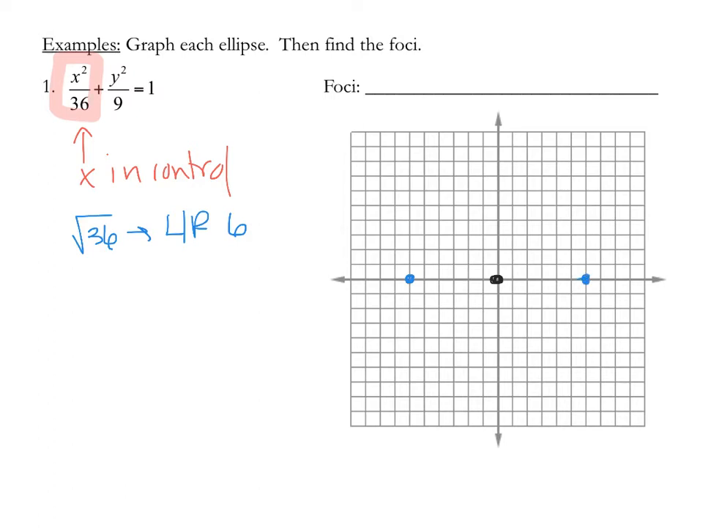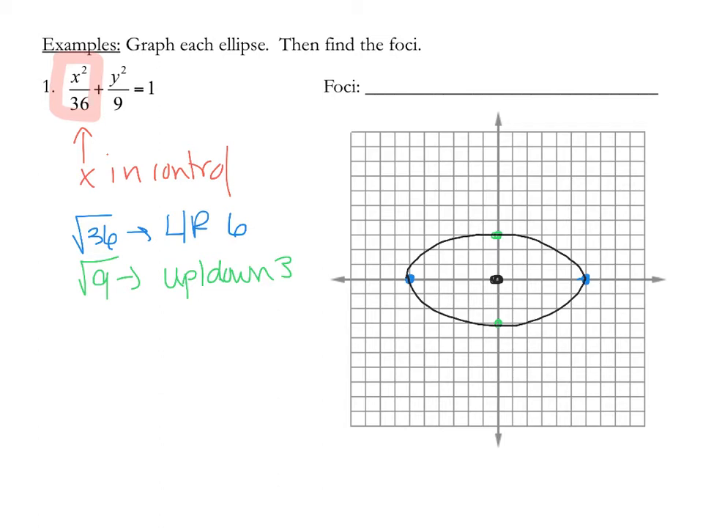And then the next fraction has a y in it, so if I take the square root of 9, we get 3. That tells me, since it's y on top, square root of the denominator in the direction of the numerator, that we're going to go up and down 3. So I'm going to go up 3, put a dot, down 3, put a dot, and then I can graph my ellipse around those points.